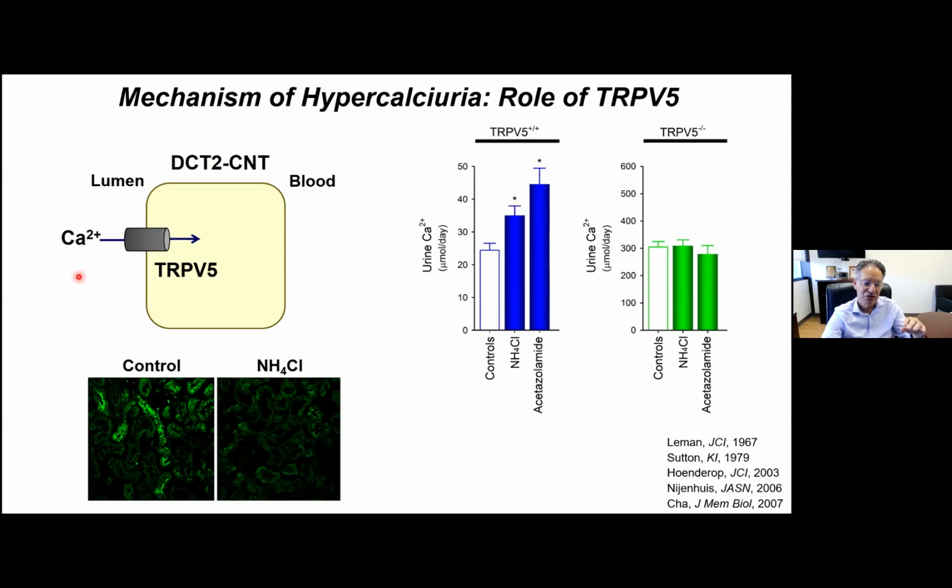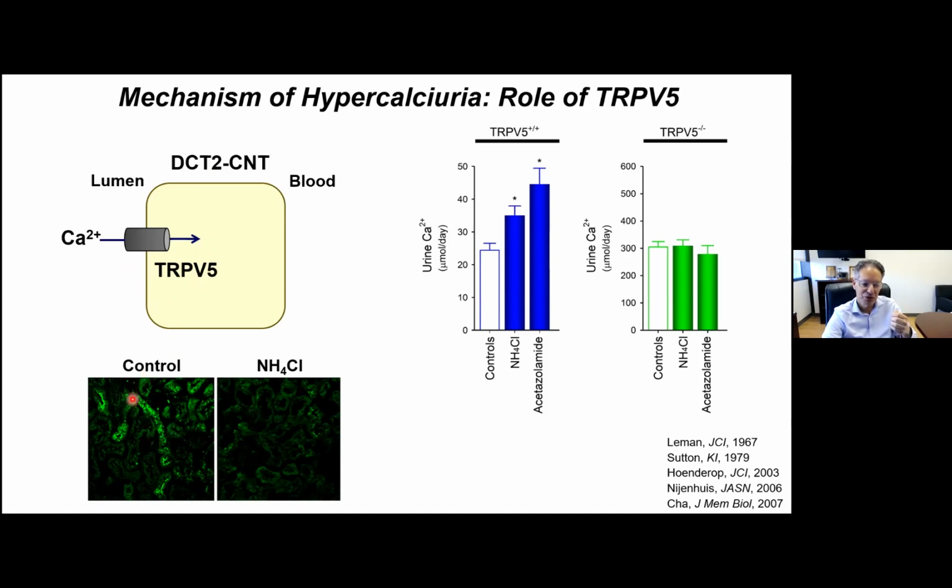So this protein is actually a channel. It transports calcium. It's on the luminal membrane of the DCT2 and the CNT. And the interesting thing about it is, number one, it's pH sensitive. If you lower the pH of the lumen or you lower the pH of the cell, this thing shuts off. Also, its expression is pH dependent.